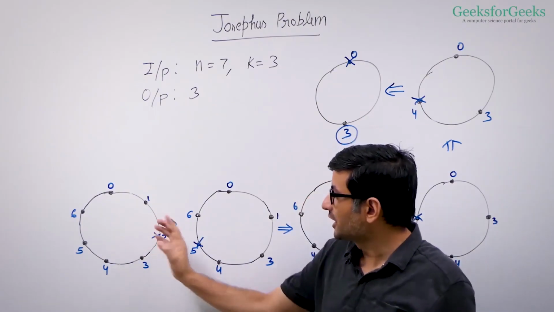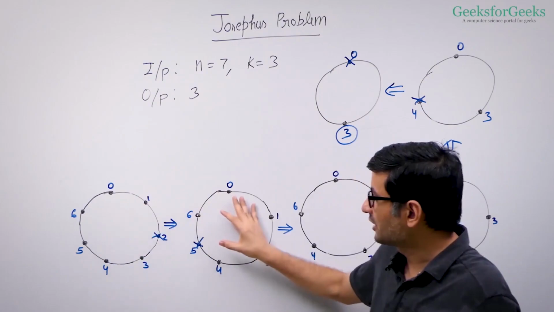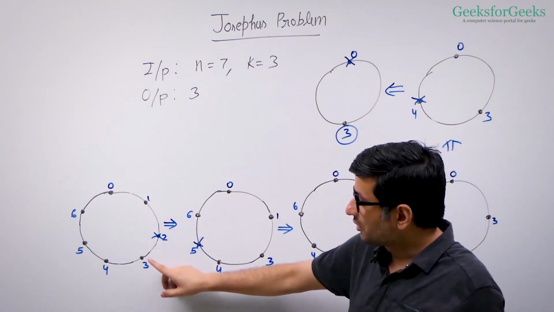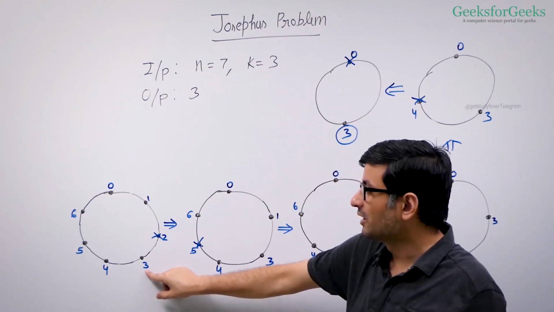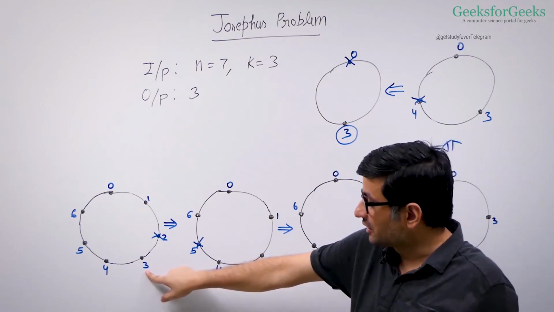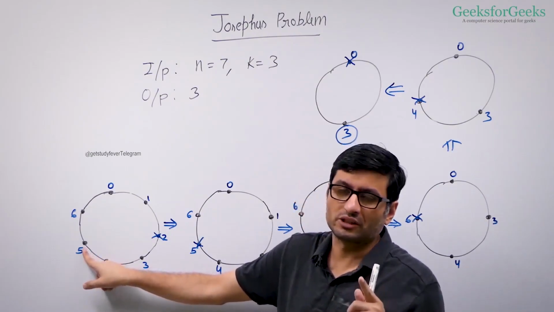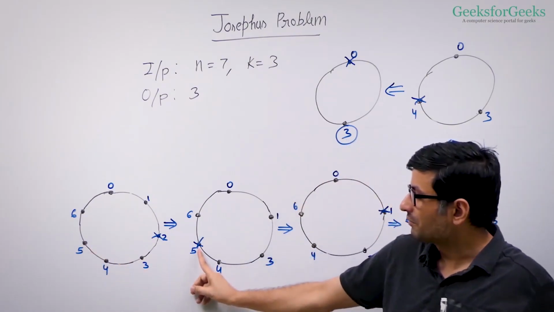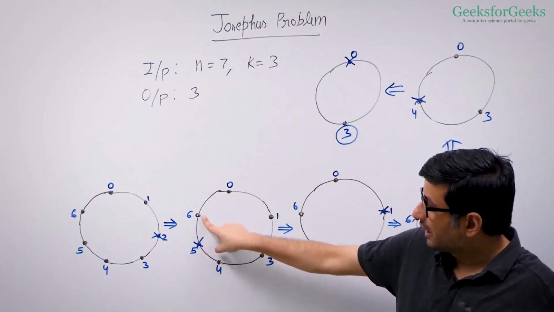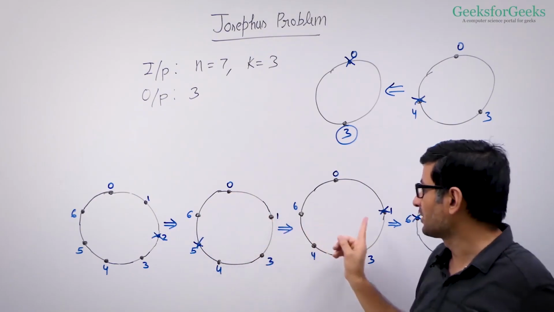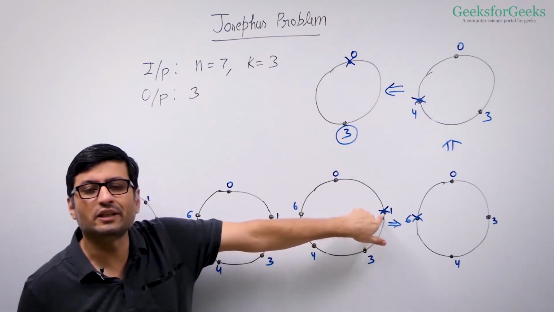Now we have 6 people in the circle arranged in this way. Initially we had 7 people, now we have 6. So we hand over this pistol to the next person, and this person kills the kth person from its own position. It considers himself as the first person, then the next person, then the third person is killed. So the person with index 5 is killed next. Now the pistol is handed over to this person, and first, second and third person is killed. The person with index 1 is killed next.